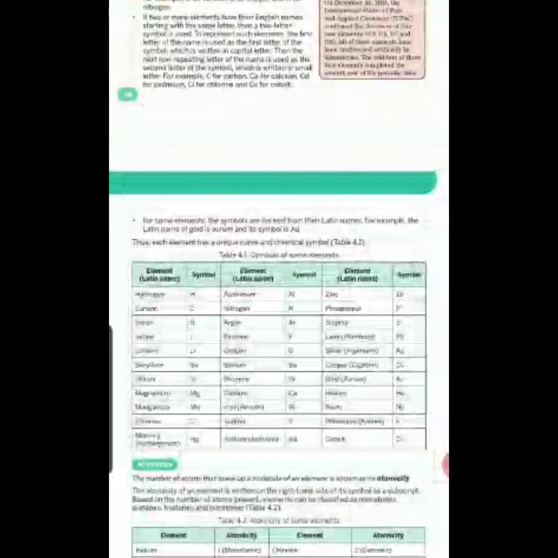If two or more elements have their English names starting with the same letter, then a two-letter symbol is used. To represent such elements, the first letter of the name is used as the first letter of the symbol, which is written in capital letter. Then the next non-repeating letter of the name is used as the second letter of the symbol, which is written in small letter. As you can see, there are two cases, uppercase and lowercase. Suppose we are writing argon: A is capital and r is small. So A is the uppercase and small r is the lowercase.